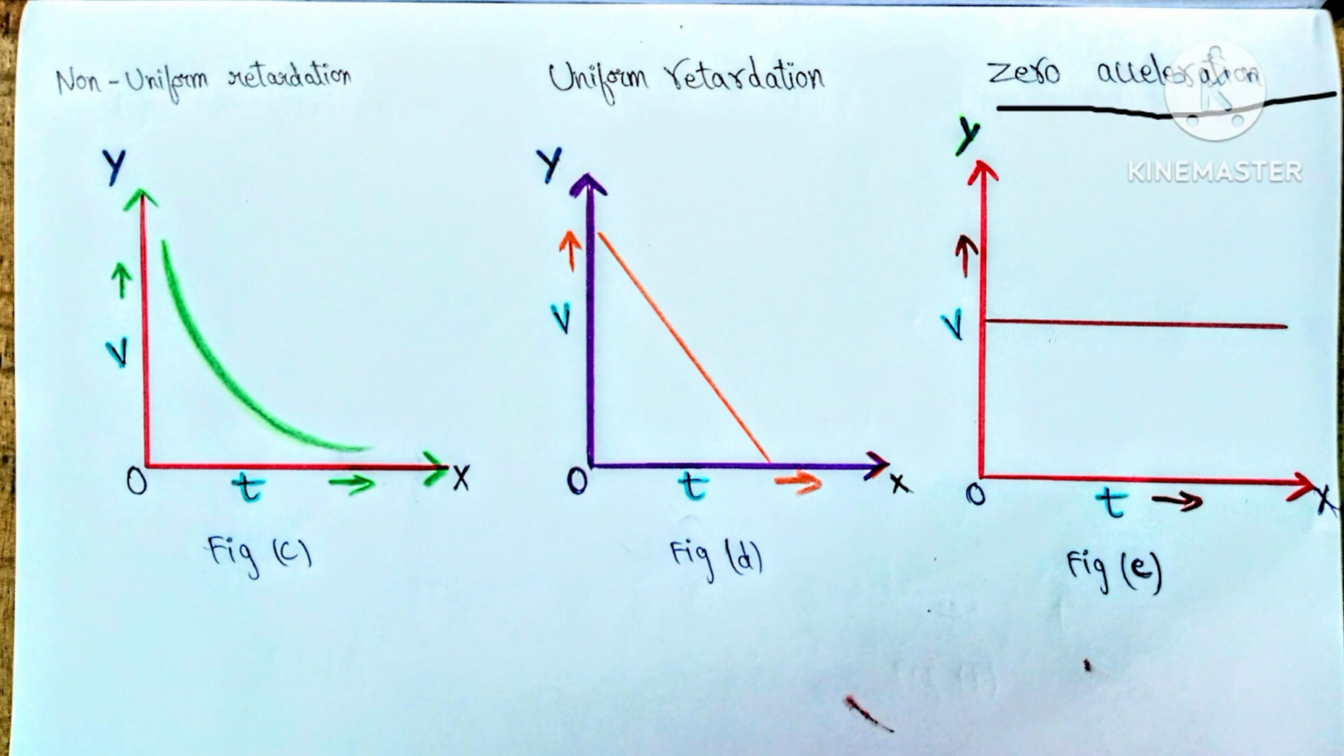Zero acceleration. In this type of situation, whenever we see a velocity time graph which is parallel to the x-axis, we conclude that the body is moving with uniform velocity and with zero acceleration.